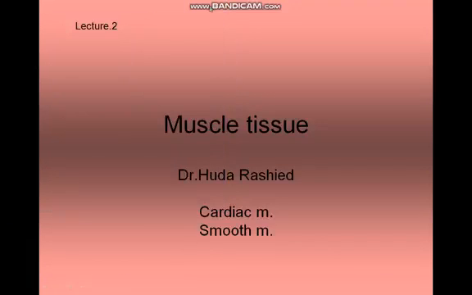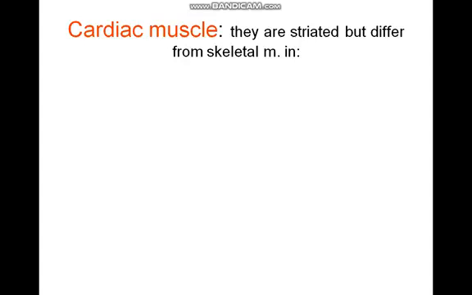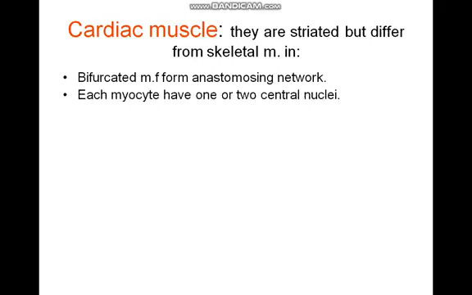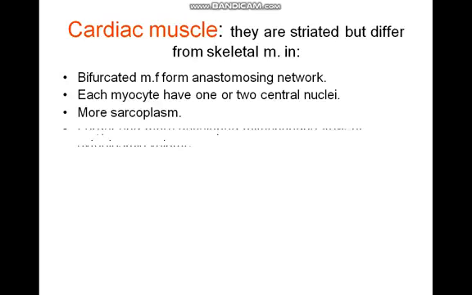Our lecture today is the second part of muscle tissue concerning the cardiac and smooth muscle. Cardiac muscle fibers are striated but differ from skeletal muscle in certain points. They are bifurcated rather than in the form of cylindrical tubules, with an anastomosing network. Each myocyte has one or two central nuclei, unlike skeletal muscle, which has multinucleated, peripherally located myonuclei, and more sarcoplasm.